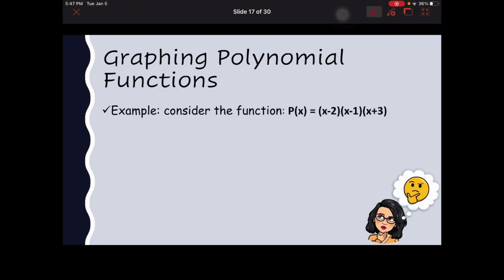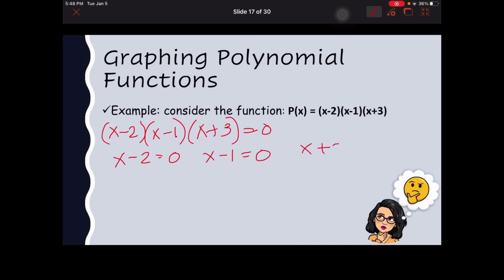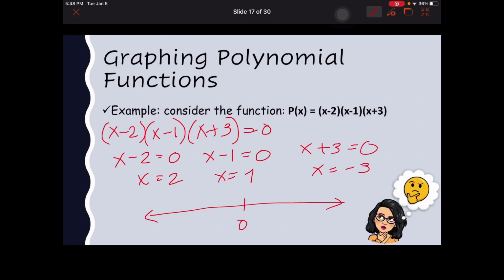Okay? So, consider the function p(x) = (x - 2)(x - 1)(x + 3). So, para po makuha natin ang zeros, again, ang gagawin lang po natin ay we will equate this expression to 0. And if we do that, we will equate each of these factors to 0 so that we can get our zeros, which are 2, 1, and -3. So, yan po ay magsaserve as our borders or limits. So, halimbawa, idodrawing ko po siya sa ating number line. Okay? So, meron akong 0, -3, positive 1, and positive 2.